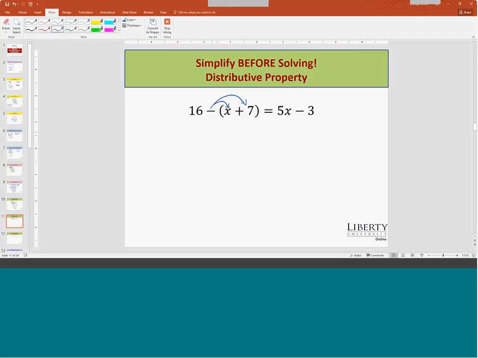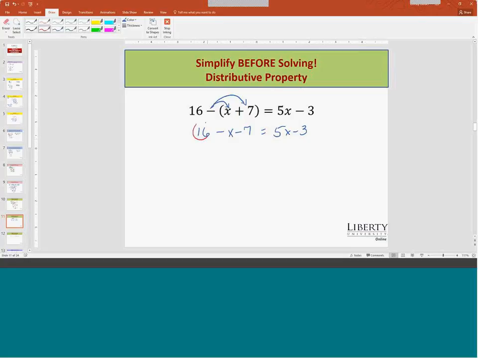Okay, so we're going to distribute this minus sign to both terms inside the parentheses. So in other words, both of them will get subtracted. Since 7 is positive, he becomes minus 7. And equals 5x minus 3. Okay? Don't despair if there's not a number outside the parentheses. That just means you need to distribute the minus sign to both terms inside parentheses.